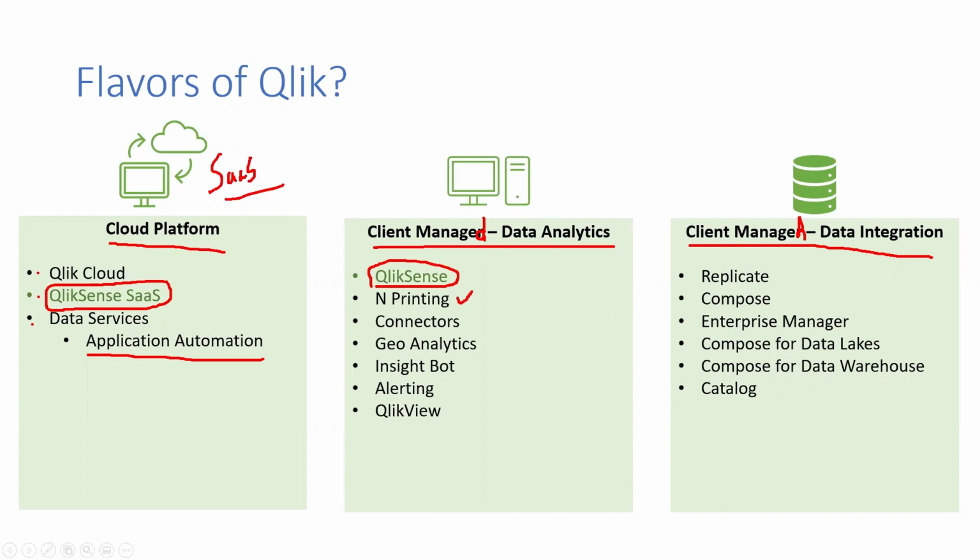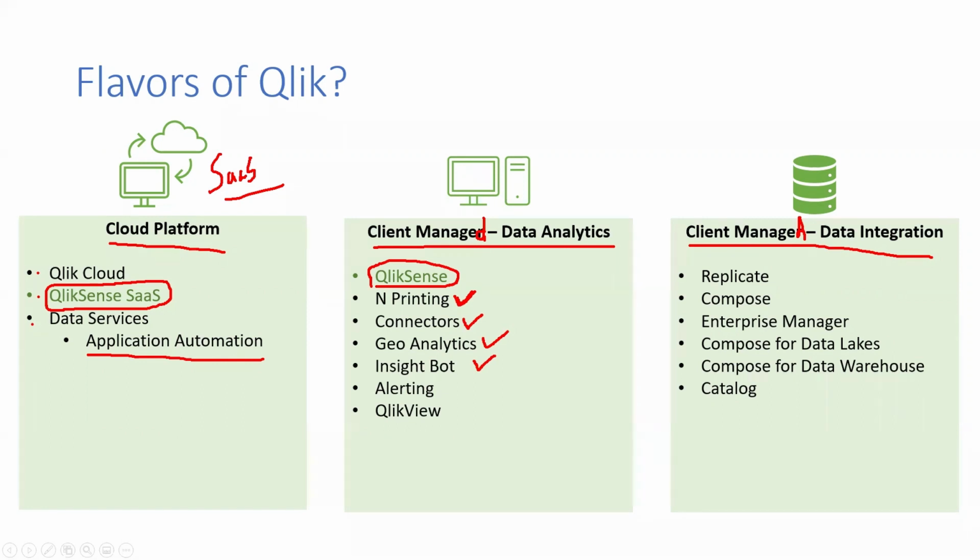Then there is Qlik NPrinting, which is for reporting. When I said that you can send customized reports on a given day and time with specific formatting, that is what is done by Qlik NPrinting. There are Qlik connectors to connect with different data sources. There is Qlik Geo Analytics, which is more focused on geo maps, where you can build very complex maps with multiple layers. There is Insight Bot, which is basically a chatbot on your Qliksense dashboard or your Qlik application where you can chat and get your responses.